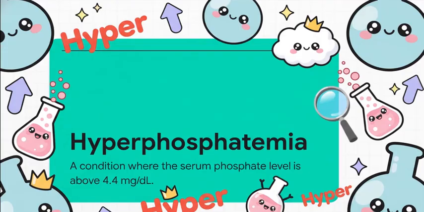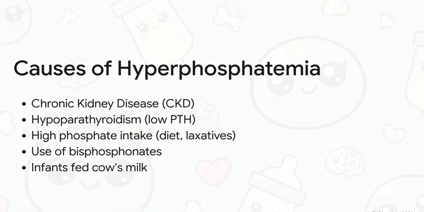And just like you'd expect, hyperphosphatemia is when that serum phosphate level creeps up above 4.5 milligrams per deciliter. Hyper means high. Now, this is a huge NCLEX topic. The number one cause of high phosphate is chronic kidney disease. When the kidneys fail, they can no longer excrete phosphate, so it just builds up in the blood.